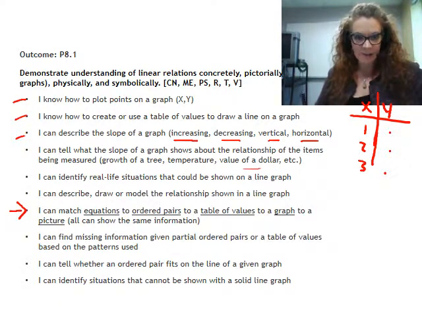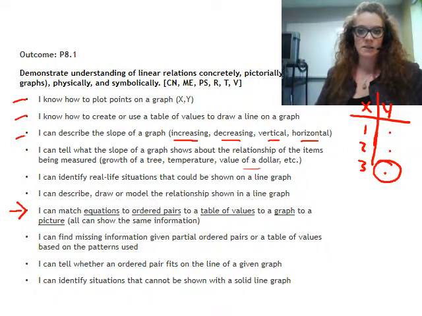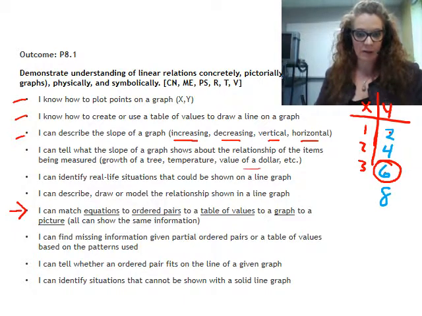You could find missing parts in, maybe there's an ordered pair that's missing, and you could find that on the line. Maybe you could find a missing value in a table of values. And maybe you could see that there's a pattern going on. So example, if this was 2, 4, 6, what's the next one going to be? You know, without doing any math, it's just following the pattern.